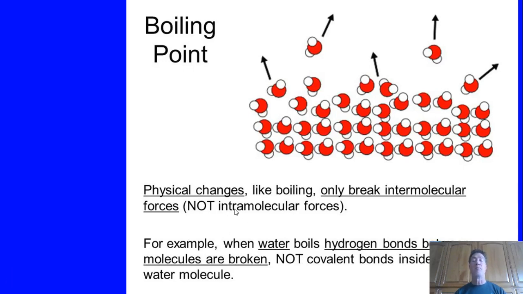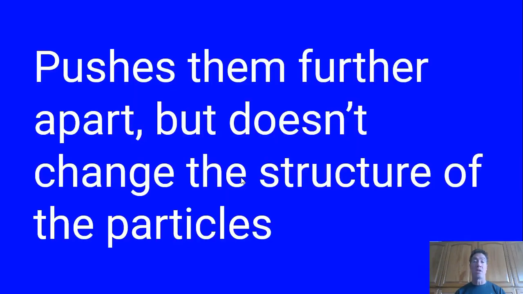That's the bonds between the parts of the molecule itself, between the hydrogen and the oxygen in the actual water molecule. So when water boils, the hydrogen bonds between the molecules are broken. They have less attachment to another molecule. But the covalent bonds inside of each water molecule remain intact. To change that, we need a chemical change.